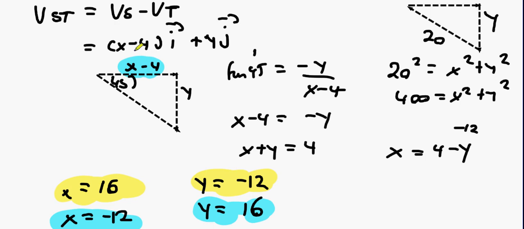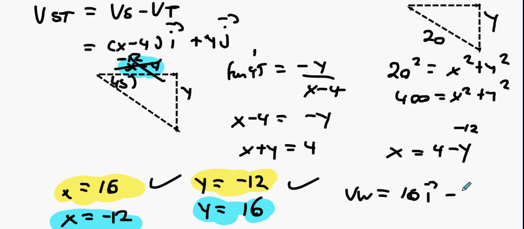It's going west, isn't it? So that automatically eliminates the blue answer, because you sub in minus 12 here. Minus 12 minus 4 is minus 16. Minus 16 is going west. That's no good. So your answer is what you said. It's the 16i. The velocity of the wind is 16i minus 12j.